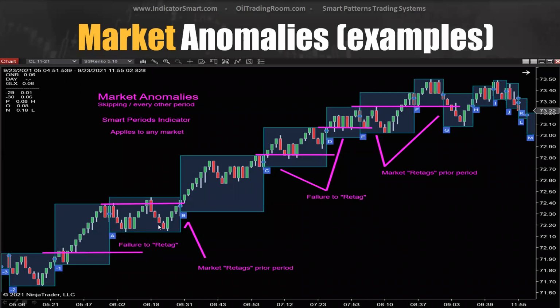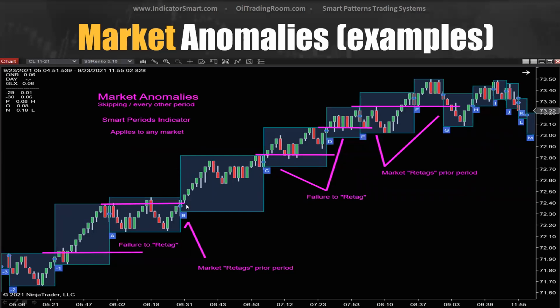And then the market goes higher, and you'll notice that in B period, it had touched the -1 there. It had touched it and then moved away from it. And then we came higher here, and then we continued higher again. So when I jump from A to C, every other period, I left a hole in the 30-minute chart right there. Again, failure to retag.